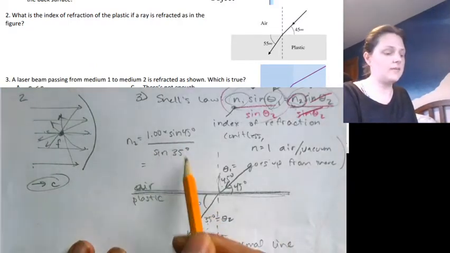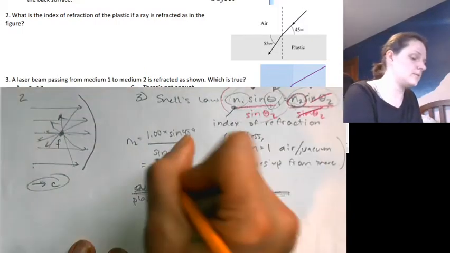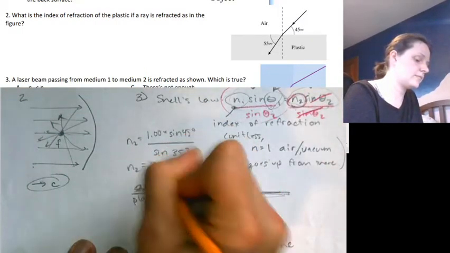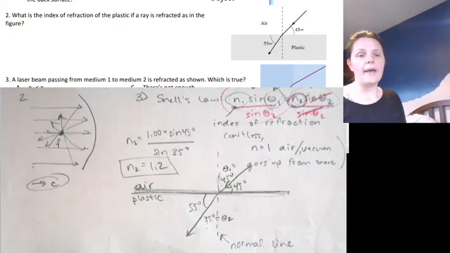So sine 45 divided by sine 35 is 1. Okay.